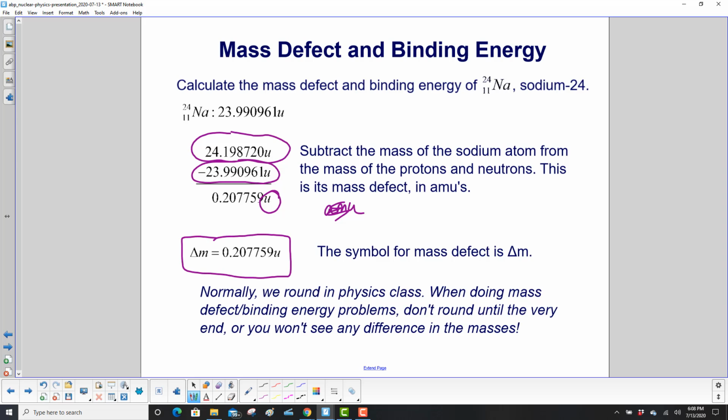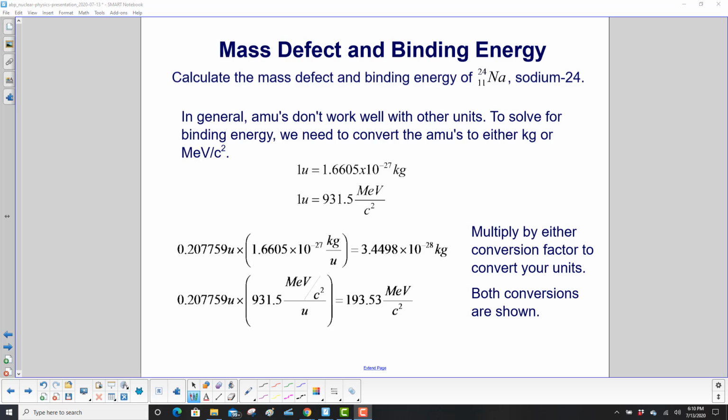Normally we round in physics class. When doing mass defect and binding energy problems, do not round until the very end, or you won't see any difference in the masses. In general, atomic mass units don't work well with other units. To solve for binding energy, we need to convert the AMUs to either kilograms or MeV per c squared. So here are the two conversion factors.